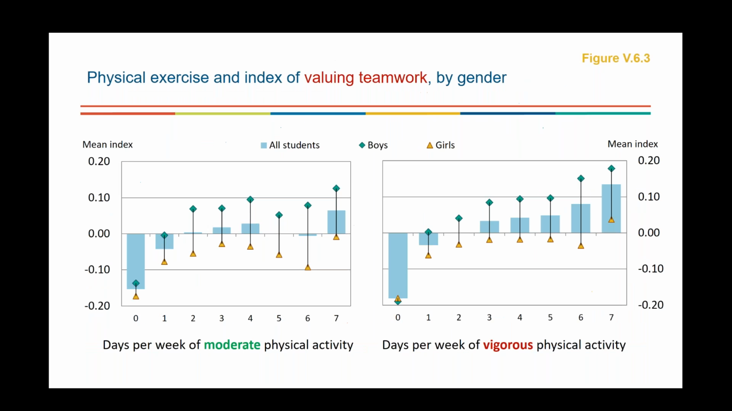You can also see the same for teamwork. Now again, you can see moderate physical activity and even vigorous physical activity in this case tends to be related to more positive attitudes towards teamwork. For boys, now on top, and for girls, a little bit lower, but with the same kind of pattern. Now, lines are not straight, there are exceptions, but overall, that's the pattern that we observe. In a nutshell, more frequent physical exercise relates to more positive attitudes towards teamwork and also relationships.